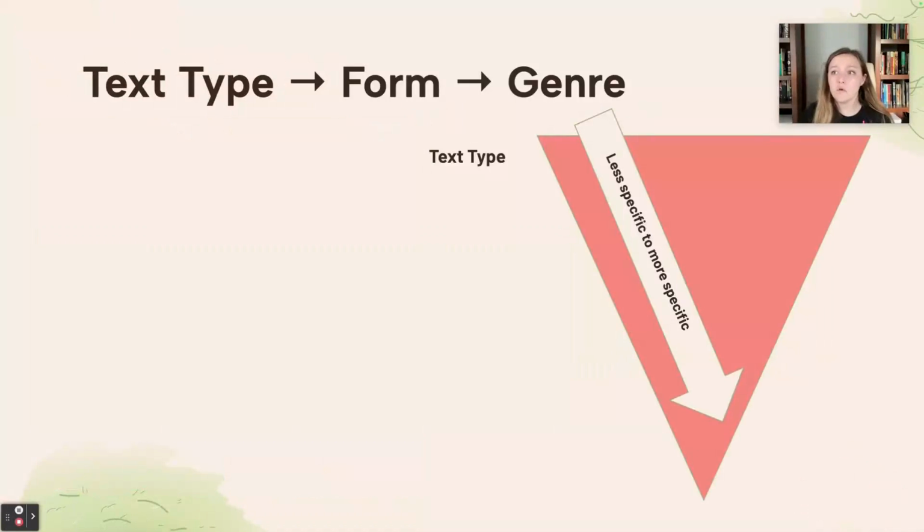Now, when it comes to the way we're going to break this down, I want you to think about text type as the least specific way we can describe a text. Saying this is an informational text doesn't give us a lot of information besides what it is meant to do. We can get even more specific by looking at the forms of a different text type. Each text type has its own forms. An article is a form of an informational text. And we'll get even more specific with genre, but we're not going to do that yet.